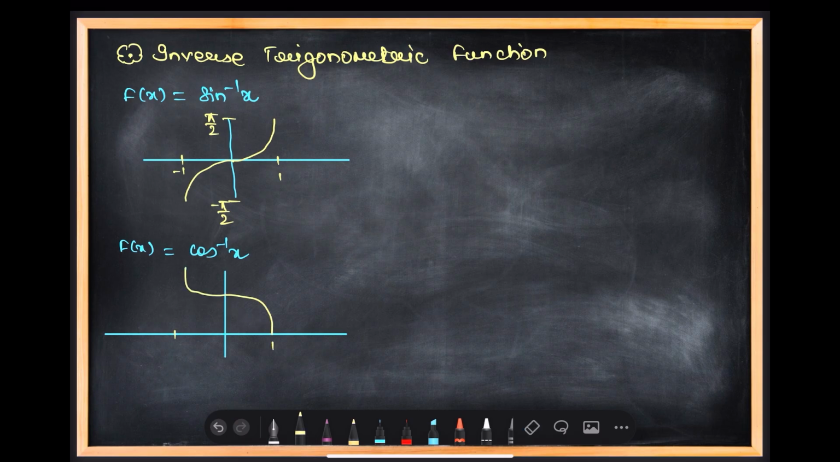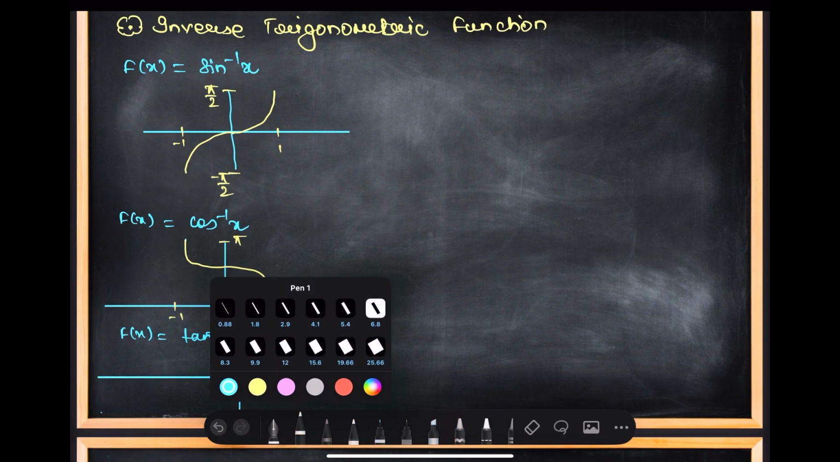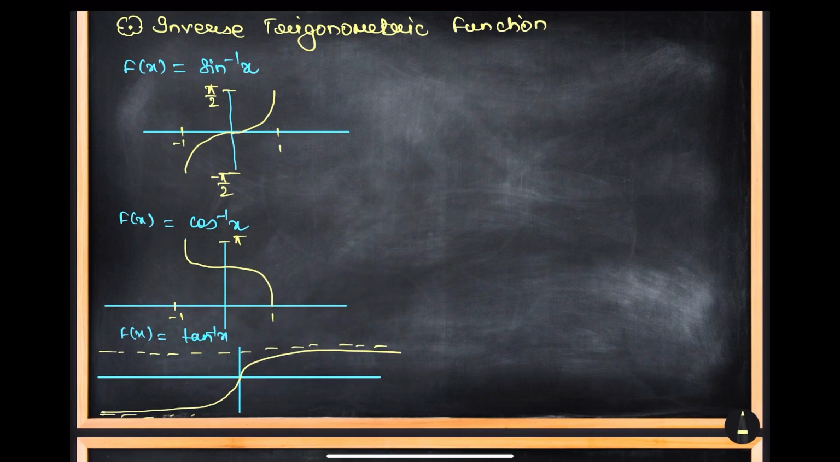This is 1, this is minus 1, this is pi. And then we will be having the tan function. So f of x equals tan inverse x. The graph of tan inverse x will look like this. This thing will become an asymptote, pi by 2. This is minus pi by 2. It is an asymptote.